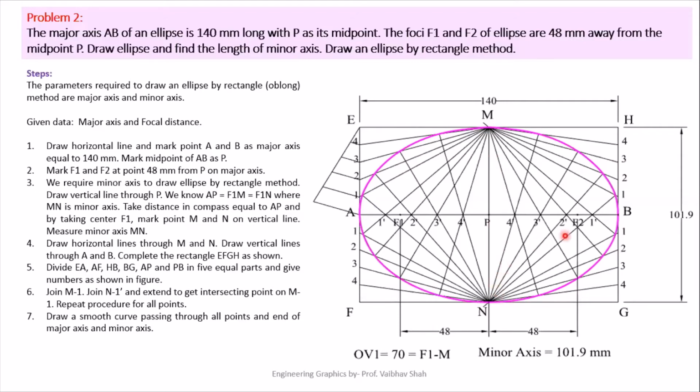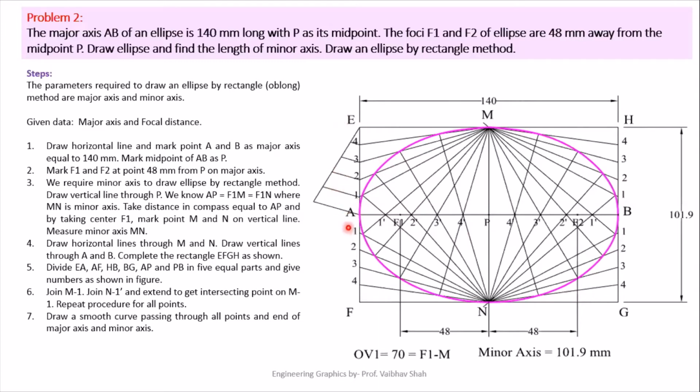After getting the minor axis and major axis, you will draw one rectangle, inscribing your minor axis and major axis inside the rectangle. After drawing your rectangle, we'll be dividing this horizontal line into a suitable number of equal parts. So let's say in this case, we are dividing this horizontal line into 5 equal parts. If we are dividing this horizontal line into 5 equal parts, that means you compulsorily have to divide this vertical portion of this rectangle into 5 equal parts.